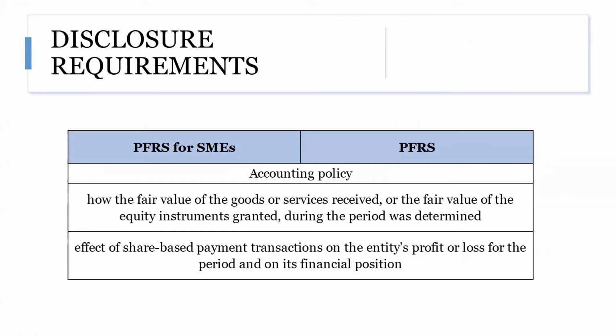So, as to the disclosure requirements, accounting policy is the same for SME and full. The fair value of the goods or services received, how the fair value of equity instruments granted during the period was determined, the effect of share-based payment transactions on the entity's profit or loss for the period and its financial position. So, the entity must disclose information that enables users of the financial statements to understand the nature and extent of share-based payment arrangements in existence during the period.